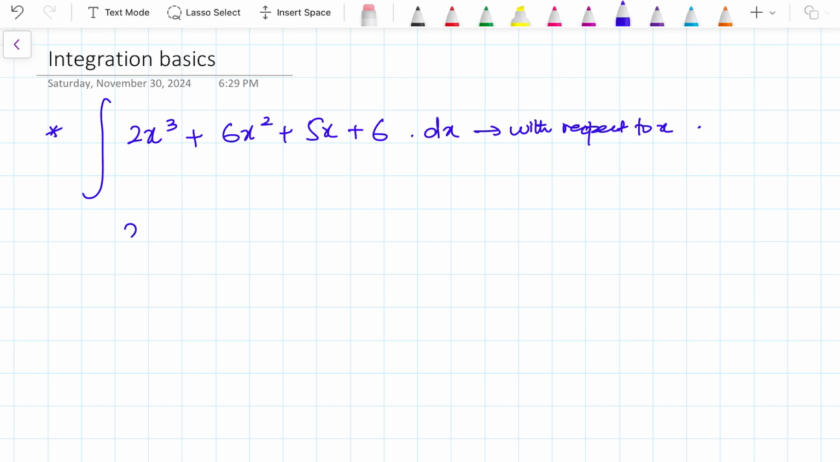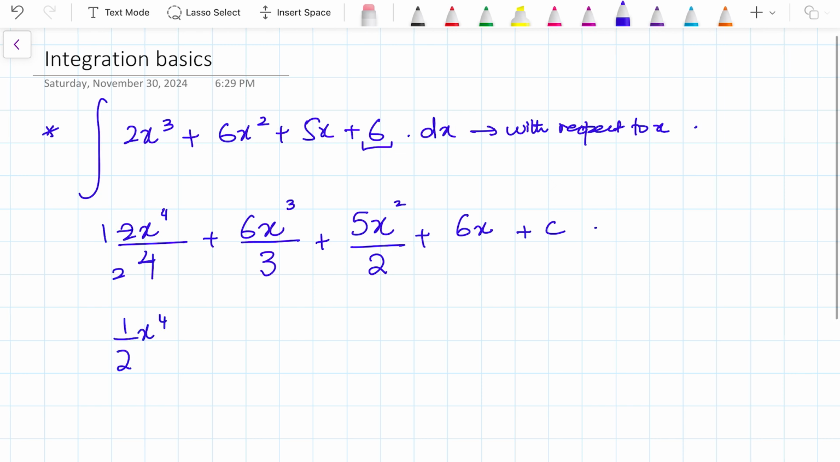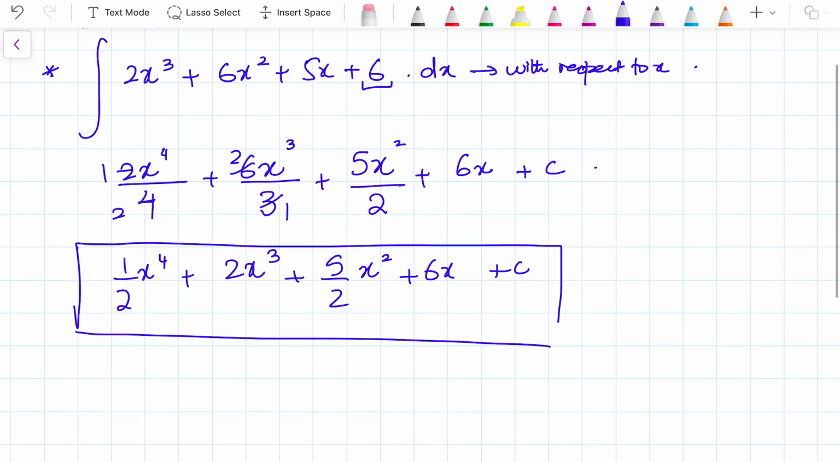Now, integration means add plus 1 to the power divided by new power. 1 plus 1 is a 2, divided by new power, and when there is just a constant, then you write the variable with it. And always when we integrate without limits, we always write a plus c with it, because there may or may not be a constant with this. 2 times 1, 2 times 2, half x power 4 plus 2x cube plus 5 upon 2 x square plus 6x plus c is going to be my answer. This is called my simple integration.